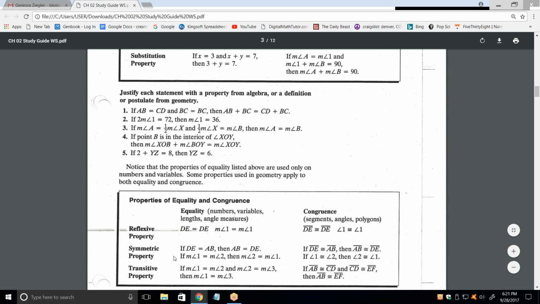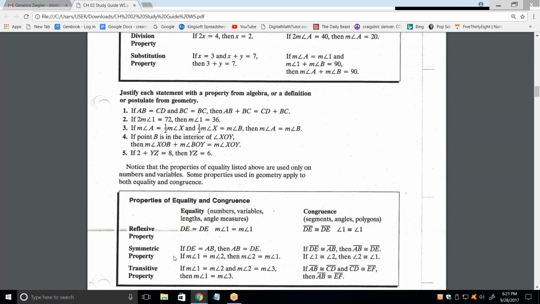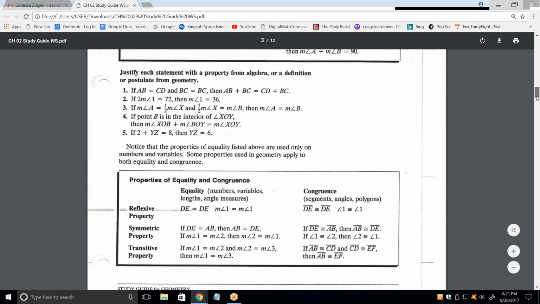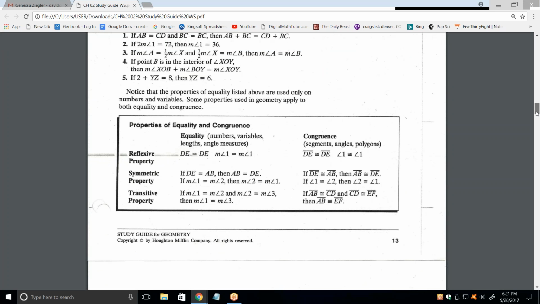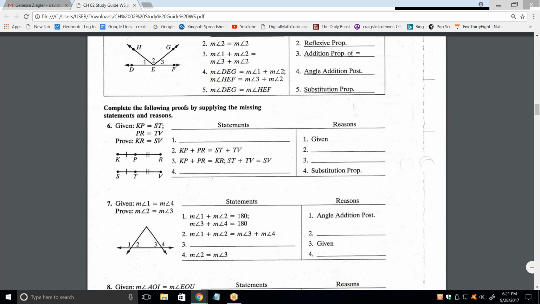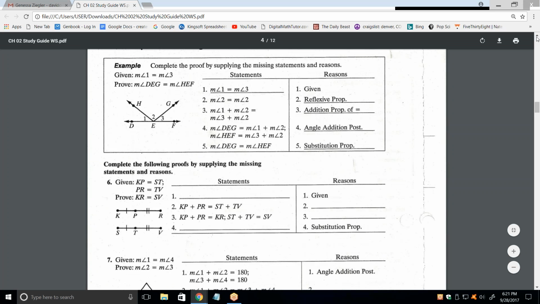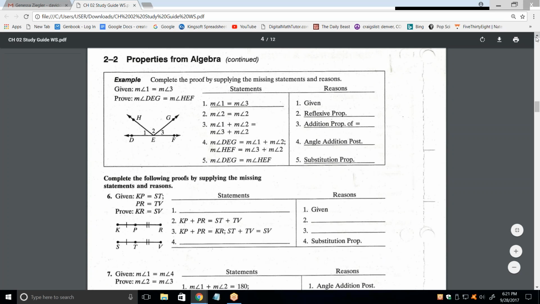So, did we miss any of the others? No, I don't think they had a symmetric property, and I don't think they had the reflexive property either, which is the funny one, that you have to say something is equal to itself. All right, number 6.